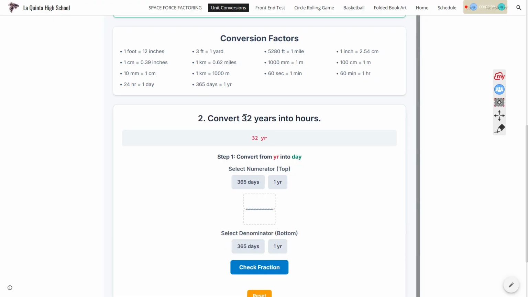So now let's do this next one. It says convert 32 years into hours. Well, notice there is no relationship given between hours and years. We could do from years into days, and then we could do days into hours. And so we'll have to do 2 steps.